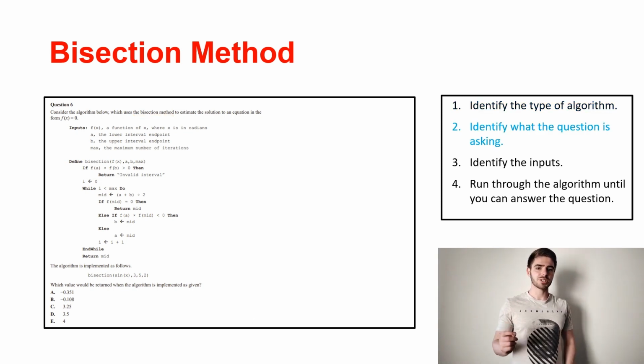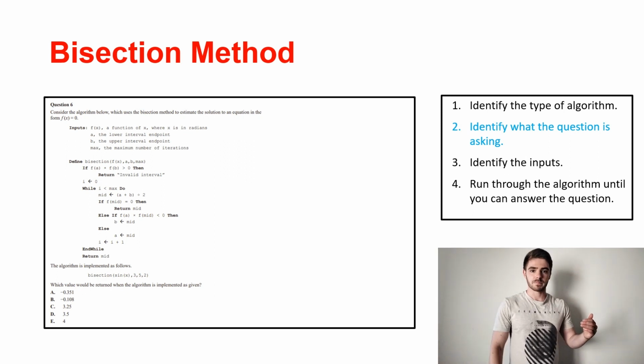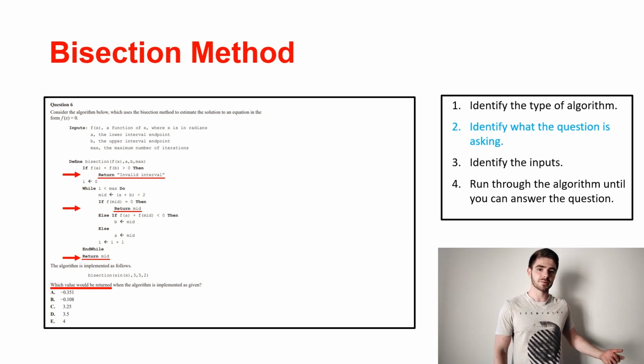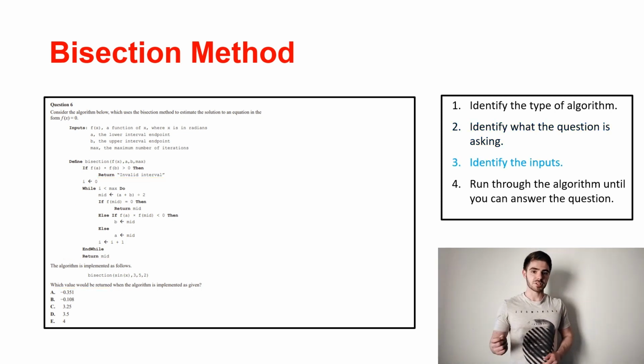Next, we just look at what the question is asking. There are many types of questions that you can ask about an algorithm, and not all of them will actually require you to go through the entire thing top to bottom. In this case, we need to know what value will be returned by the algorithm. This tells us that the return statements are going to be important because that's the only way that an algorithm can return a value. The next thing to do would be to look for the inputs.